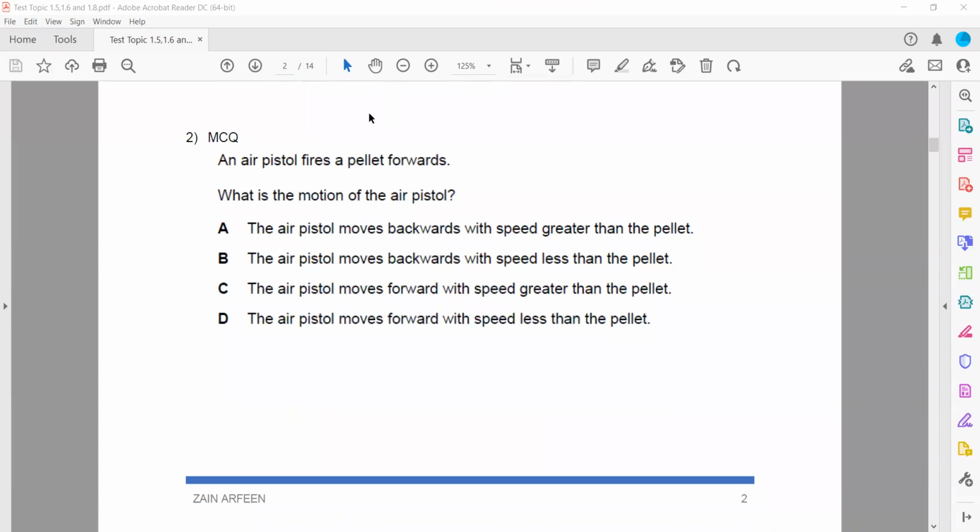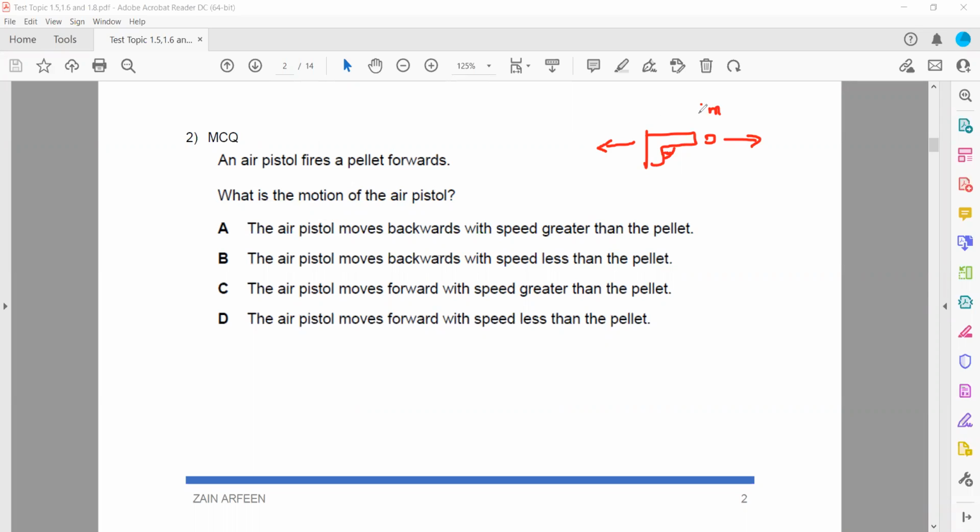Then an air pistol fires a pellet forward. What is the motion of the air pistol? So for example, this is an air pistol and it fires the pellet. If the pellet is moving forward, in which direction will the pistol move? It will move backward, because they will have the same momentum.